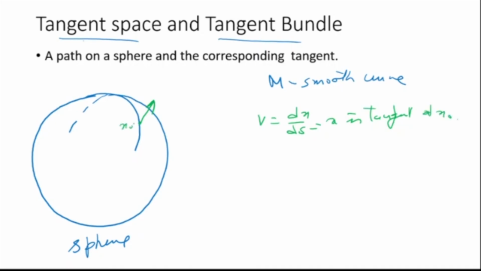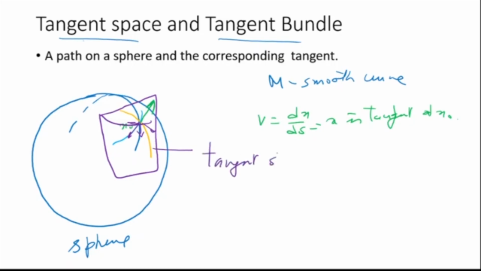Now we can have different curves which are going through that point. Let me draw another curve here which is going like this. These are all curves going through the same point, x naught. Now in each of those curves, there is going to be a tangent, and the tangents will be in different directions because the curves are in different directions. Now all of these tangents will lie on a space. If you can imagine, these are all tangents, and this is basically called my tangent space.